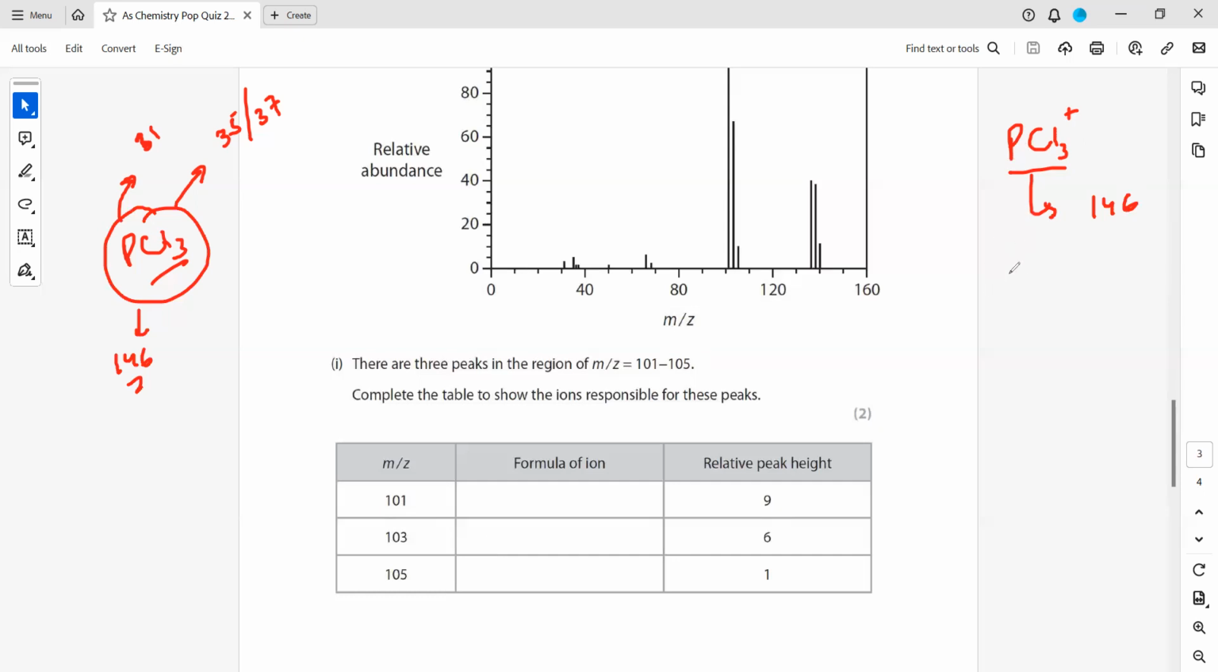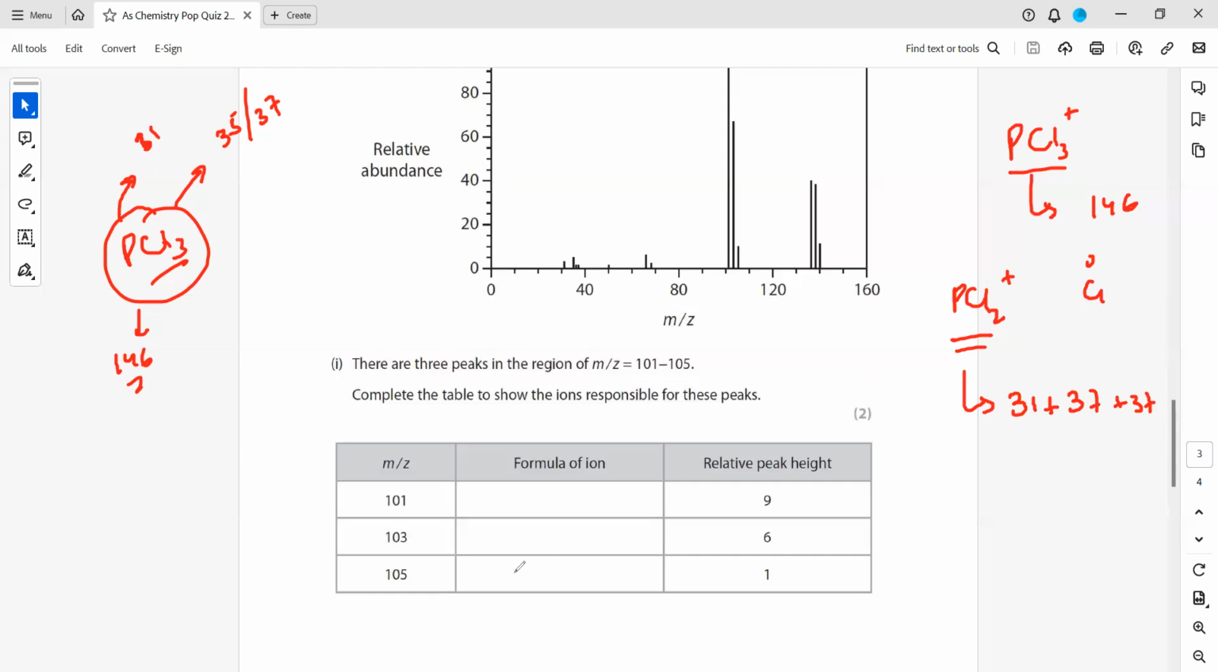So how might it break down? It might be PCl2+ and a Cl radical. So what will be the mass of PCl2 if we work out the maximum mass? Phosphorus is 31 and chlorine is 37 and 37. So 37 plus 37 plus 31, or you can say 37 multiplied by 2 plus 31, that will make 105.